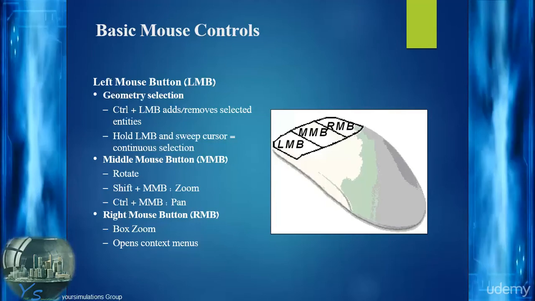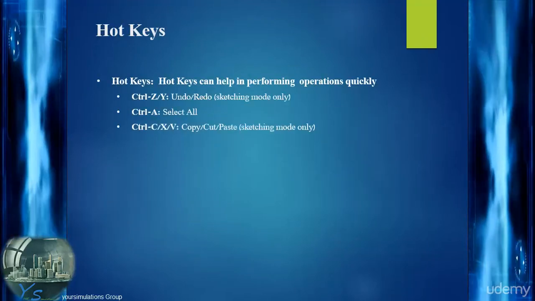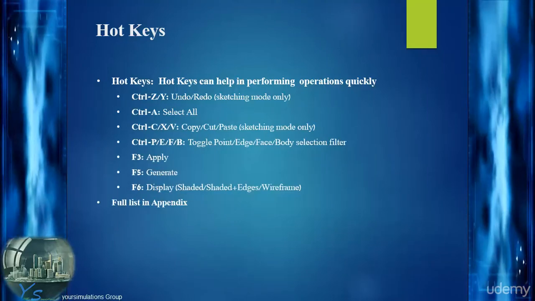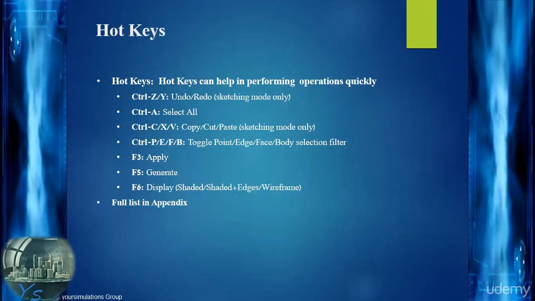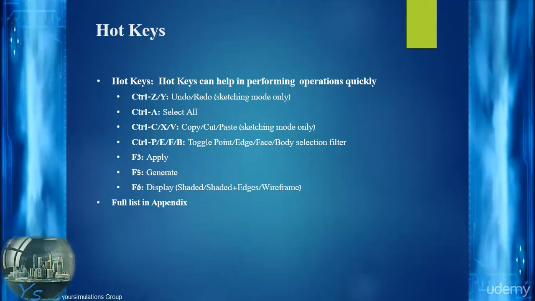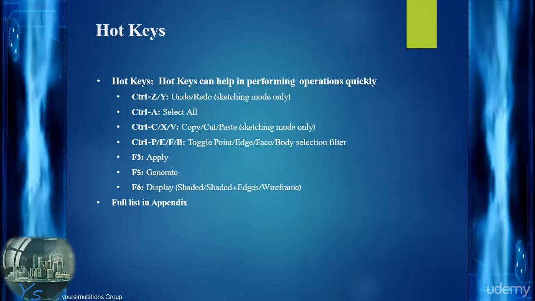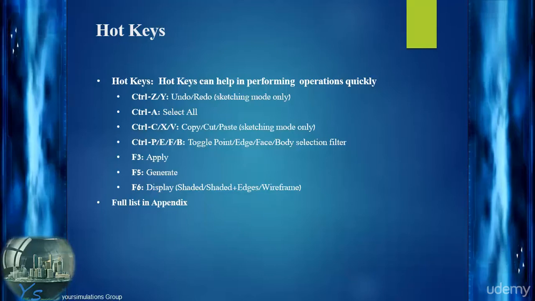There are also some hotkeys associated with Design Modeler which you can use. Control Z and Y for undo, redo, which are only allowed in the sketching mode. You can use those with the control button. Control A will select everything that's available to be selected. Control C, X, V are copy, cut, paste respectively, similar as you would normally use in a Windows environment. Again, just as with undo, redo, they're only available for the sketching mode.